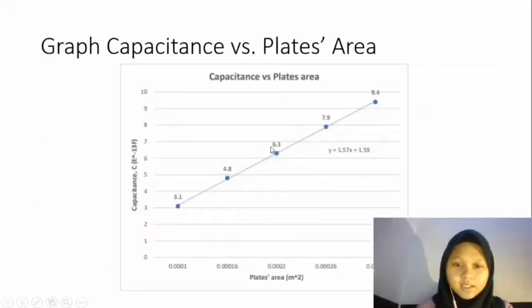And then this is the graph of capacitance versus plate area. When we plot the graph, we can see the plot here, and we can see the gradient.